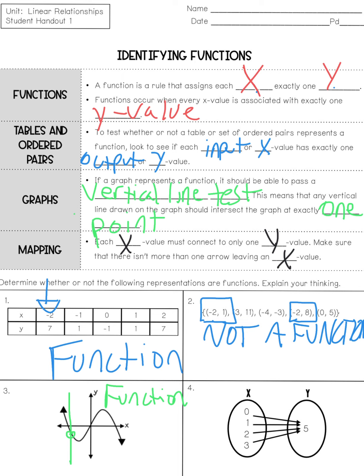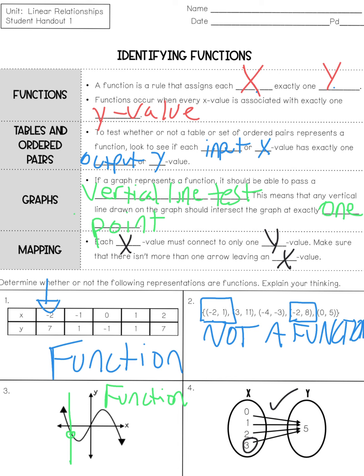Anyway, so each x value must connect to only one y value, and there shouldn't be more than one arrow leaving an x value. Here, when x is 0, it's dating who? 5. It's dating one person. That's good. That's cute. And who's 1 dating? You can say 5. Okay, that's good. That's cute. And who's 2 dating? 5. Okay, that's cute. We're good. And who's 3 dating? 5.